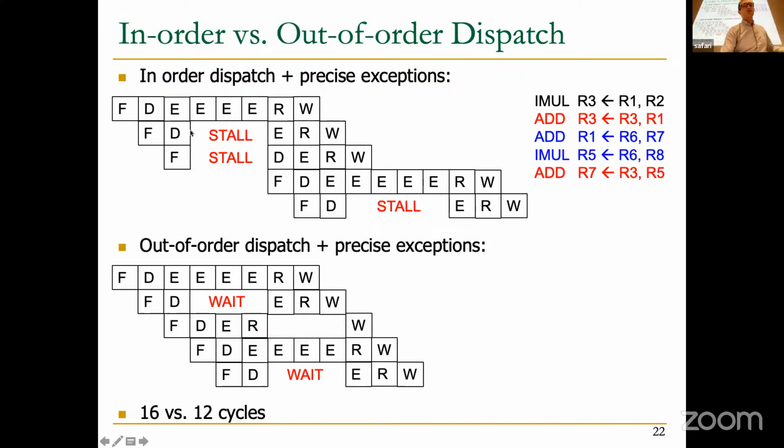Okay, so basically, let's take a look at this pictorially. This is the in-order dispatch machine with precise exceptions that we've built. This is the code that I'm showing you. Red means dependent. So this is dependent on the multiply. This is dependent on the multiply. But the blue ones are independent, as you can see.